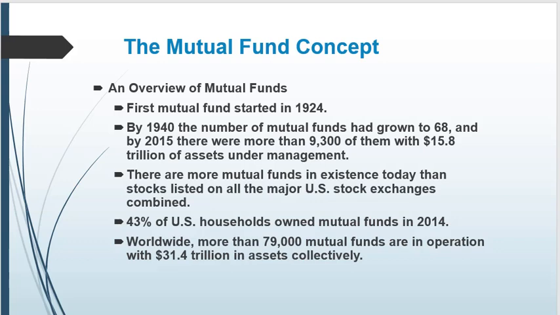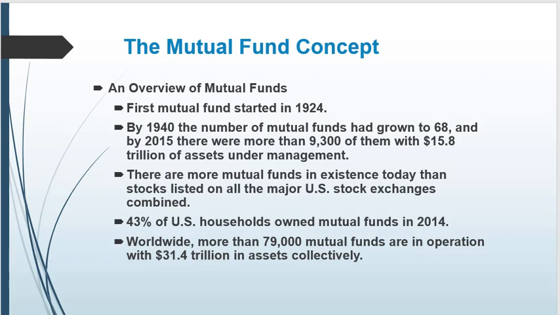Now, these started back in 1924. By 1940, there were a grand total of 68 of these, and by 2015, there are over 9,300 of them, and they have roughly $15.8 trillion in assets under management. So now there's more mutual funds in existence than there are stocks.